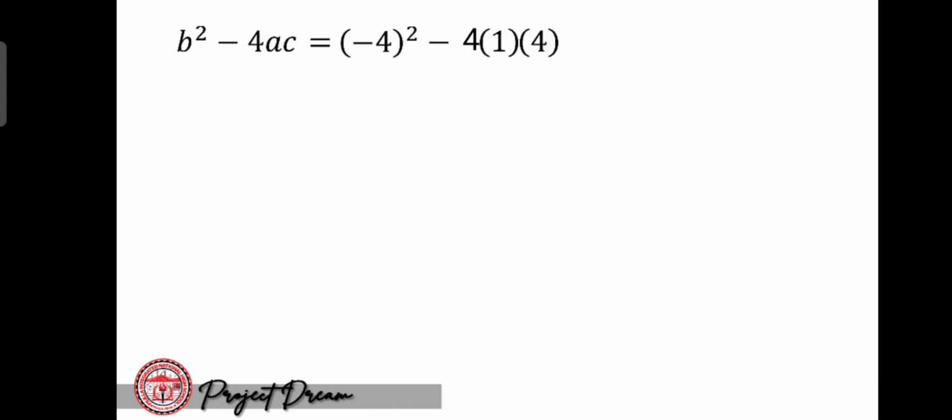So let us now simplify. Quantity negative 4 squared is equal to 16 because negative 4 times negative 4 is equal to positive 16. Copy the operation, which is subtraction. And then we have 4 times 1 times 4 is equal to 16. Therefore, the discriminant is 16 minus 16 is equal to 0.